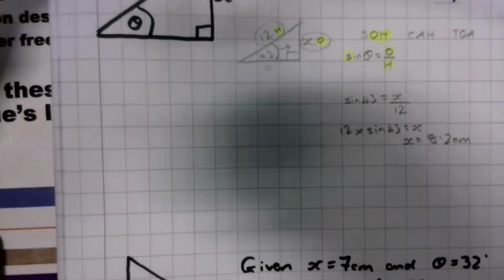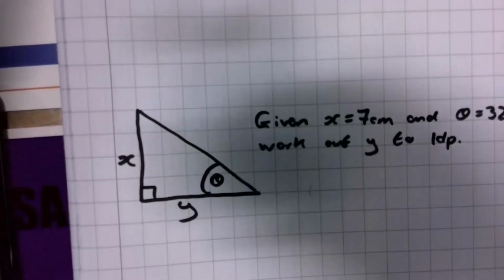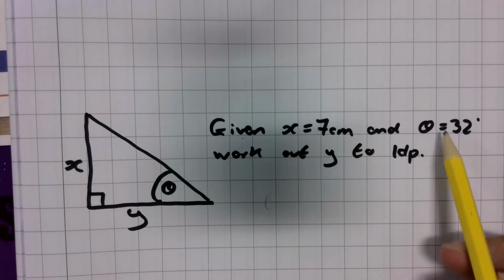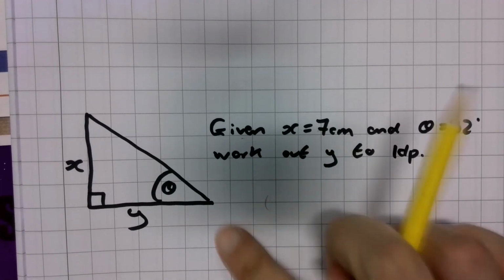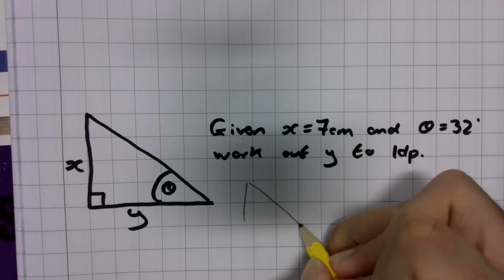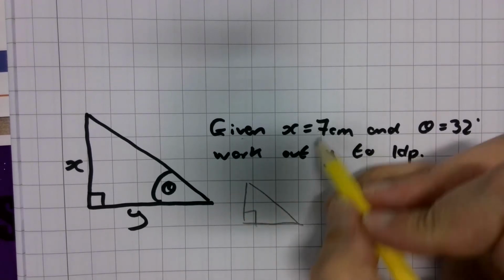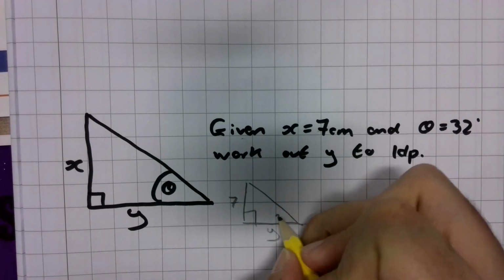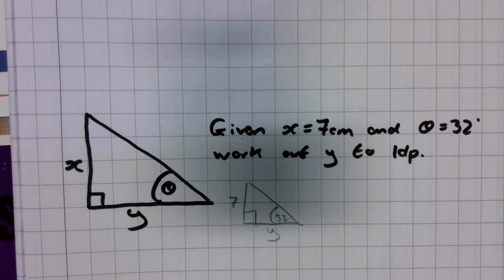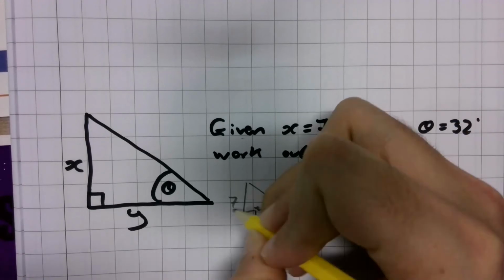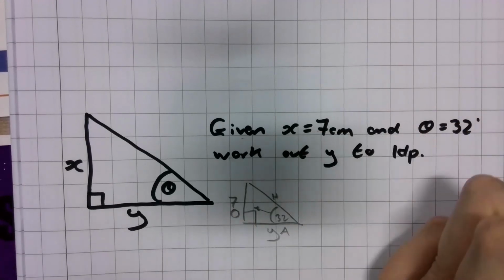Let me do another example, because there are quite a few different things that can happen with these questions. Given that x equals 7 and theta equals 32, work out y. Again, start by drawing out the triangle and putting on what you know. You know that x is 7, so that's there. Y is down there, and theta is 32, so that goes there. Then I label the sides: that's my hypotenuse, that's the opposite, and there's my adjacent down there.